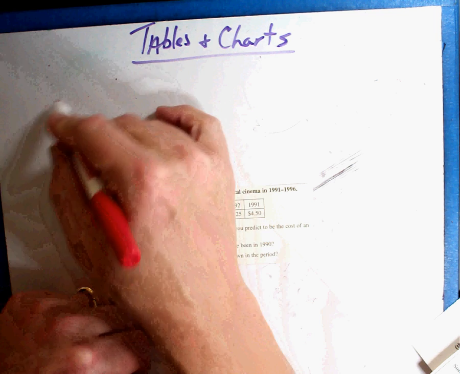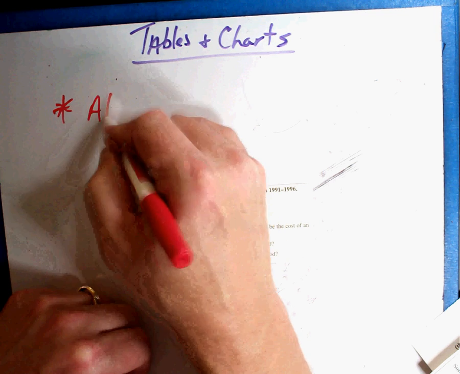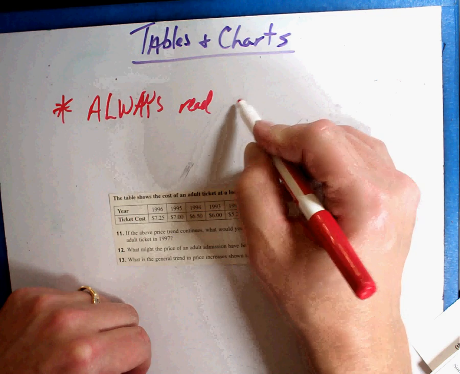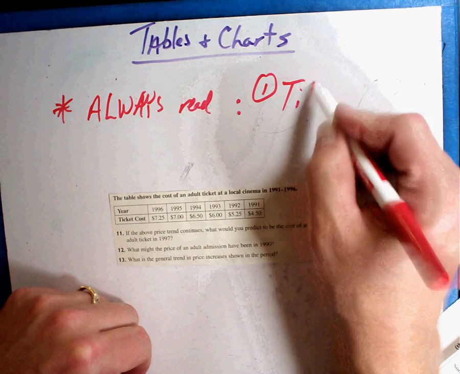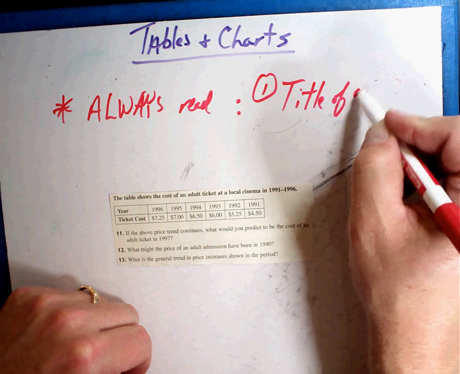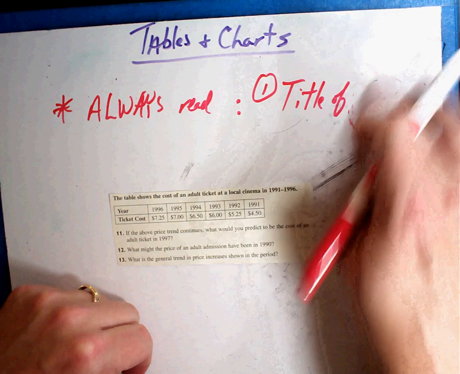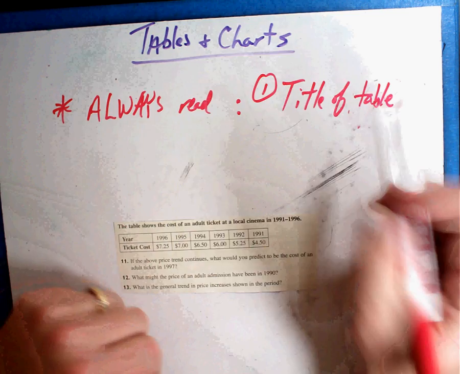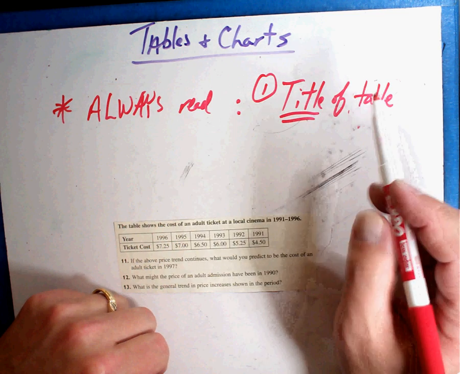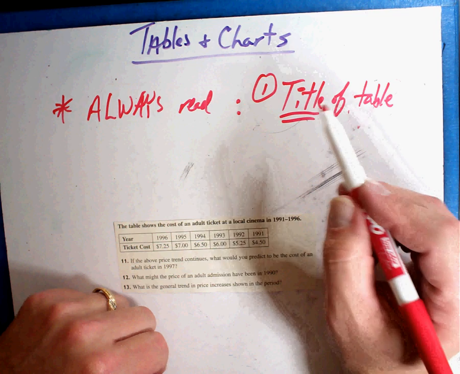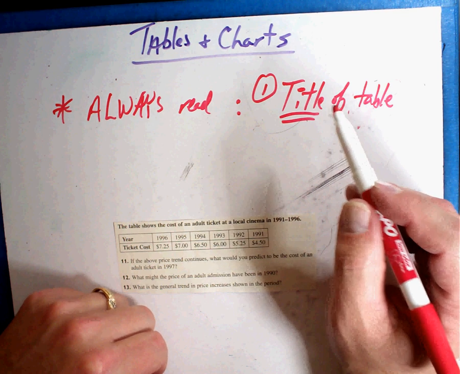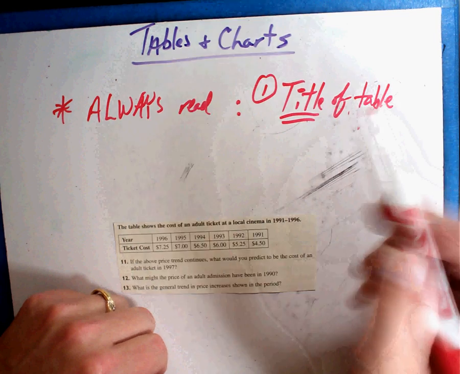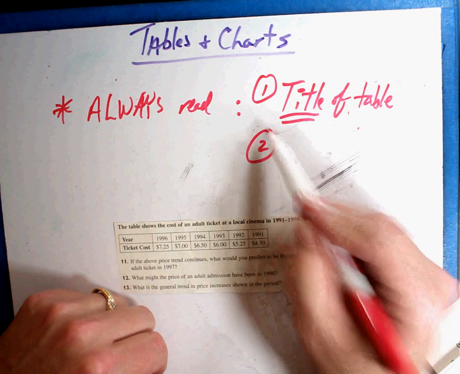First and foremost, write this down: always read, number one, the title of the graph or table or chart. Always read the title. Know what you're going to be reading about. Sometimes the title will tell you something about that information. I've seen more than one test where they'll ask you some abstract piece of information. You've read all the data, you've read the paragraphs and don't know what it is, but it's written in the title. So make sure you read the title.